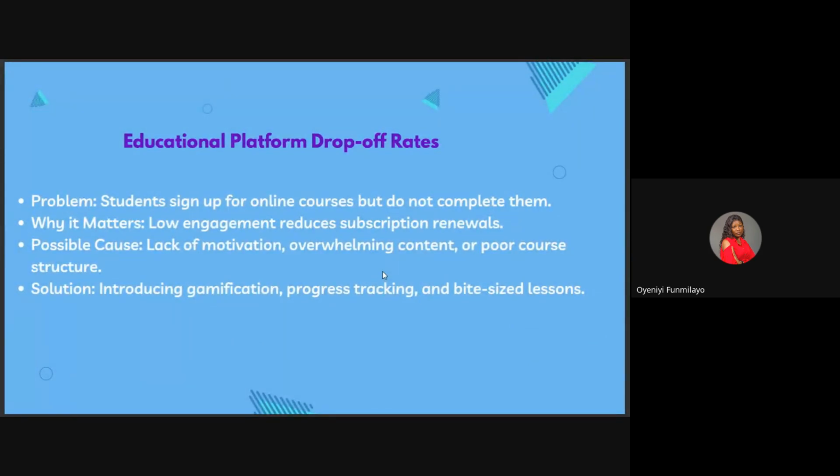So all this talk, let me summarize them using an educational platform's drop-off rate. The problem is students sign up for online courses but do not complete them. Why does it matter to us? Of course, it matters because we have low engagement, and low engagement will reduce subscription renewals. And if subscription renewals are reduced, we, the business, will not have money. So it is very important we look into the reason why they are not subscribing.